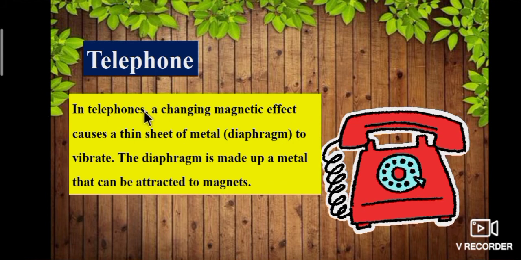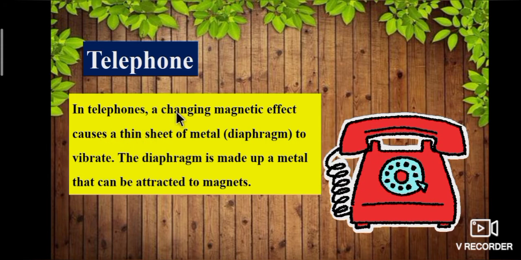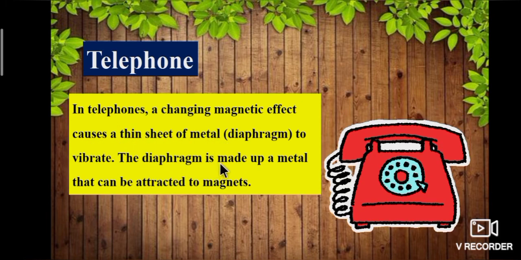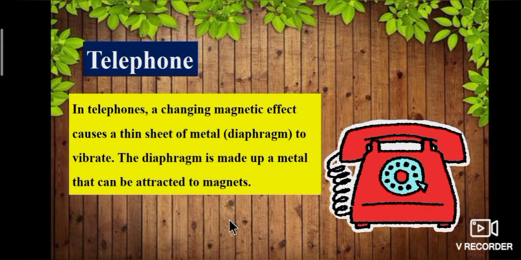Now we are going to learn about the telephone. In telephones, a changing magnetic effect causes a thin sheet of metal, that is the diaphragm, to vibrate. The diaphragm is made up of a metal that can be attracted to magnets.